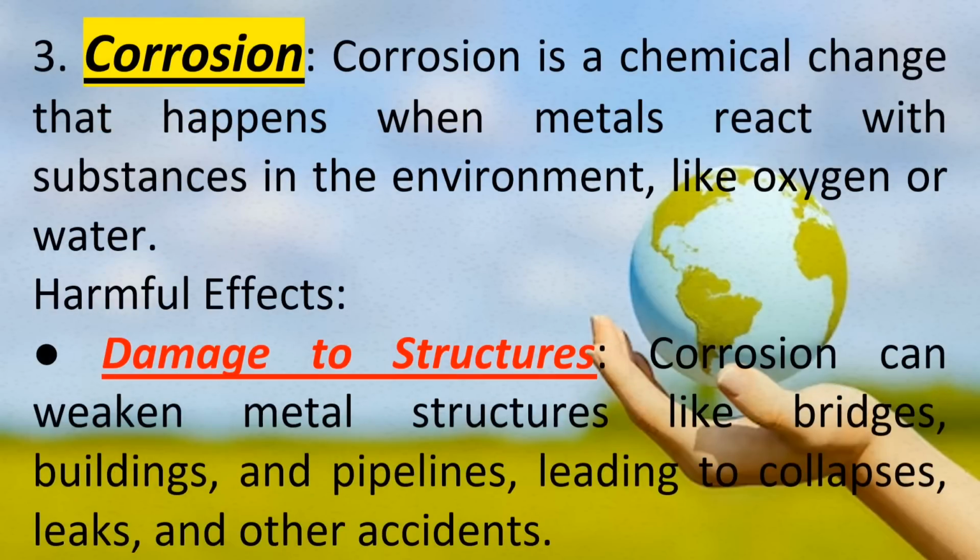Okay, so next, harmful effects of chemical change is corrosion. Corrosion is a chemical change that happens when metals react with substances in the environment like oxygen or water. So harmful effects, damage to structure. Corrosion can weaken metal structures like bridges, buildings, and pipelines, leading to collapses, leaks, and other accidents.